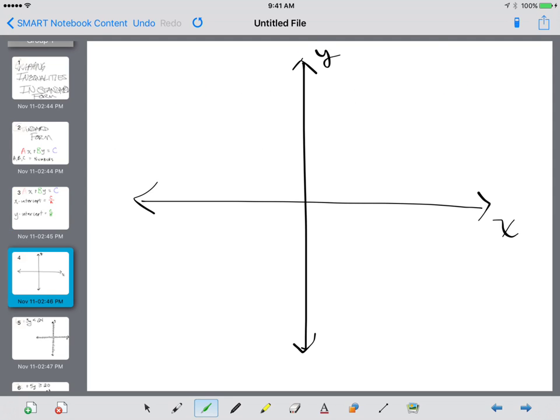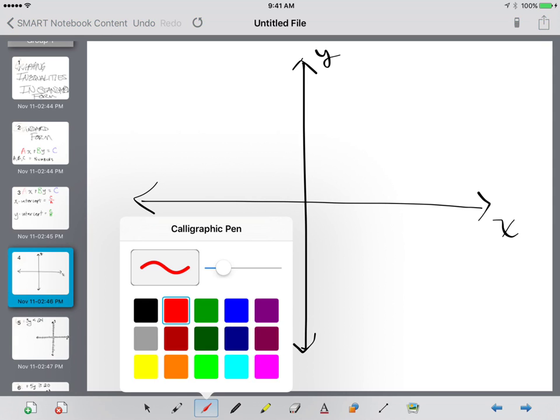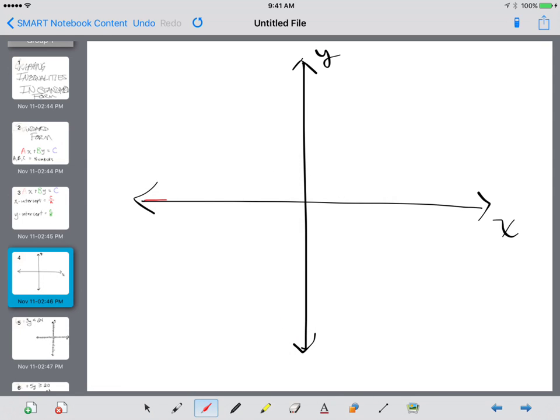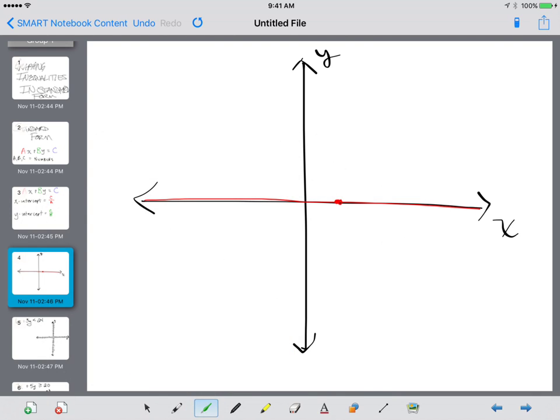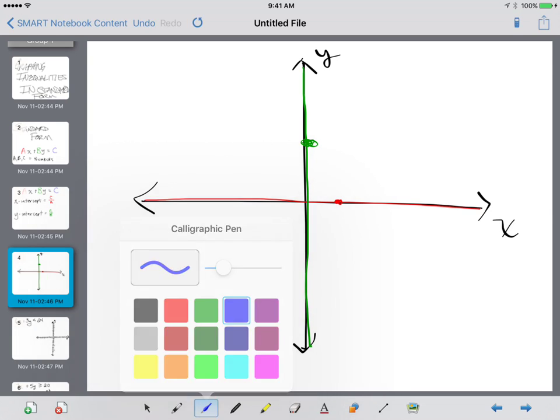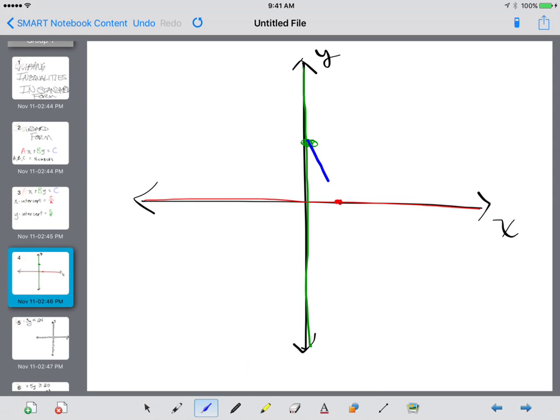So for instance, we want our x-intercept and our y-intercept. Well, our x-intercept will always be somewhere along the x-axis. Somewhere along here, we're going to plot a point. For the y-intercept, it's going to be somewhere along the y-axis, and somewhere along here, we're going to plot a point. Now, after we have those 2 points, we can connect them to create our line.